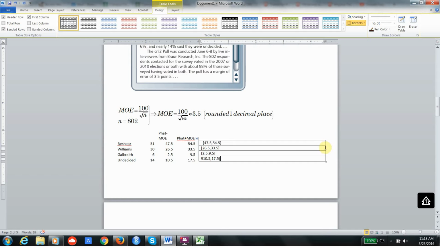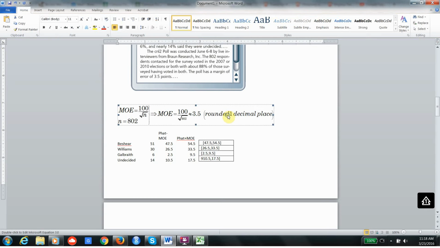Now it's important to understand what this means. Computing the confidence interval is one thing, but you also have to understand what this means. This means that we think the true percentage that's going to vote for Bashir is in this interval. We don't know for sure, and we're only 95% confident. We know with this method 95% of the time that the true proportion will lie in here, but we don't know if this is one of those times or not. So this is the idea.